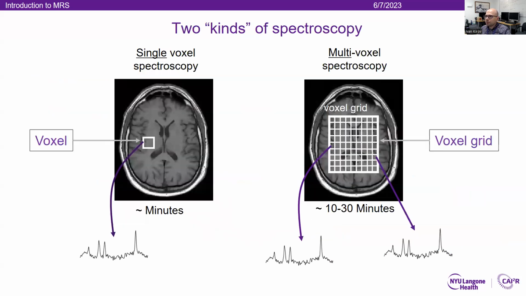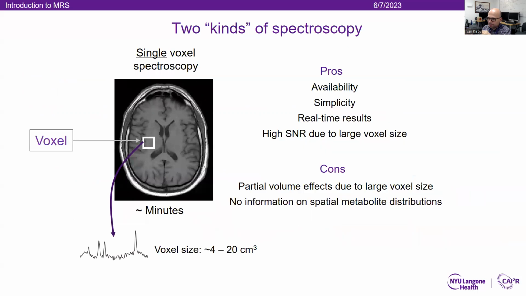Okay. Now let's go on to talking about the two types of MRIs that you're likely to encounter: single voxel and multivoxel. Starting with single voxel MRS. It's readily available in most scanners. It's relatively simple to use. The results are available in real time. Right after the experiment is done, you can take a look at the spectrum. The radiologist can see it immediately.